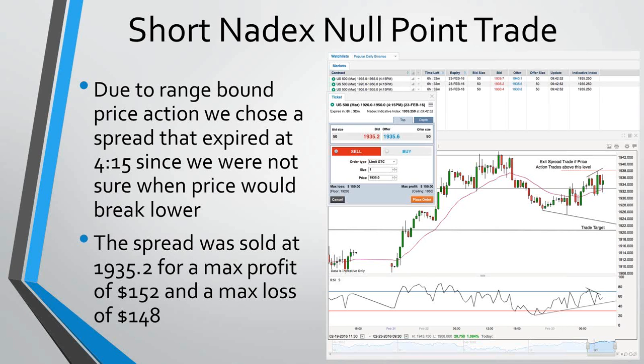We're not bound by the max profit and max loss that you see at the bottom of the ticket here because we're not going to hold it to expiration. Okay, if it goes through our stop, we're going to go ahead and get out of it.